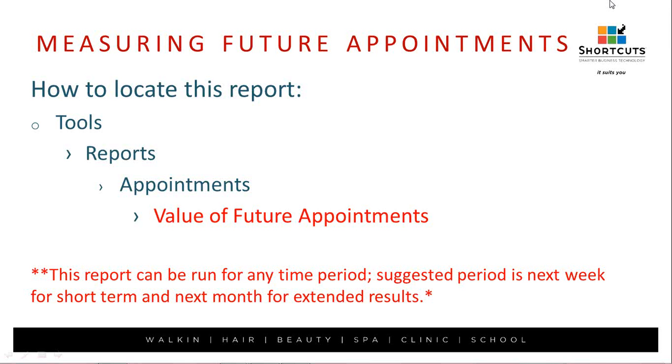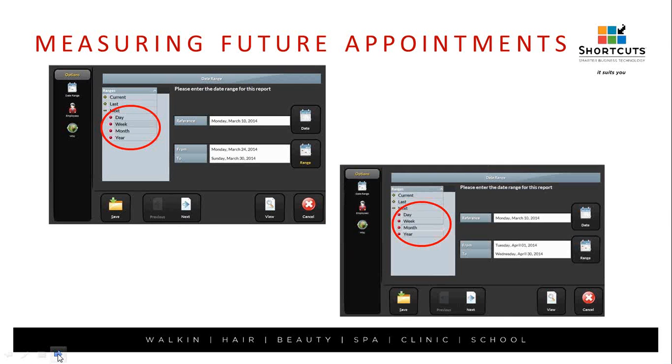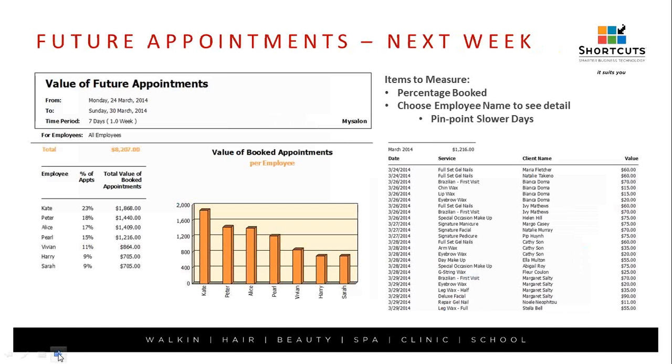The idea of this report is to give you an idea of what's currently booked in. So what we're looking at is the appointments that are booked into the system, and then we can look at how many we've got booked and what the values of those are, and it will also break it down per employee as well. So to give you an overview, these again were the parameters for selecting the report. Again, you can choose the date ranges, and this is the report itself.